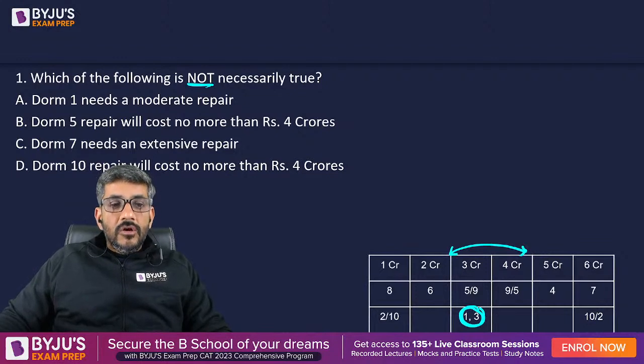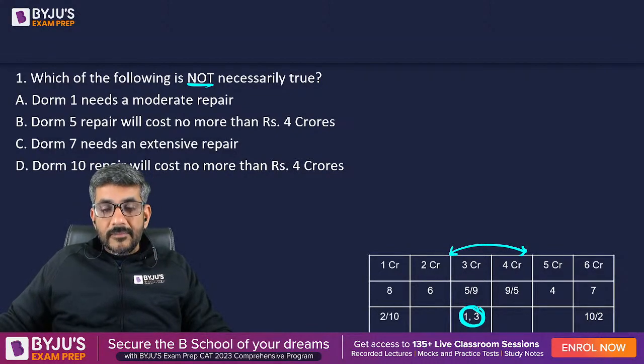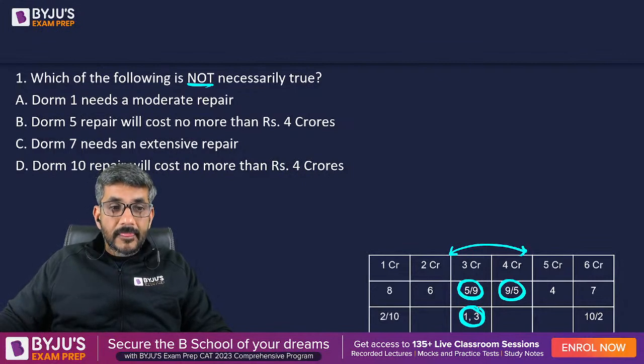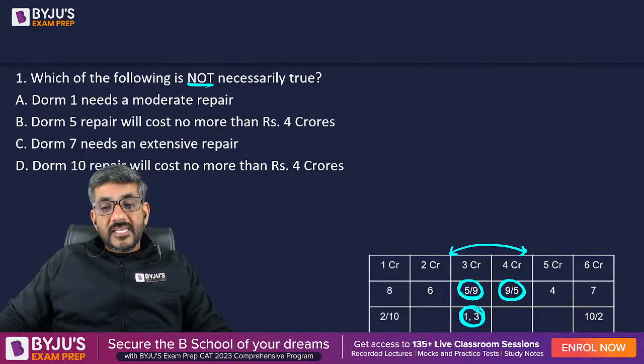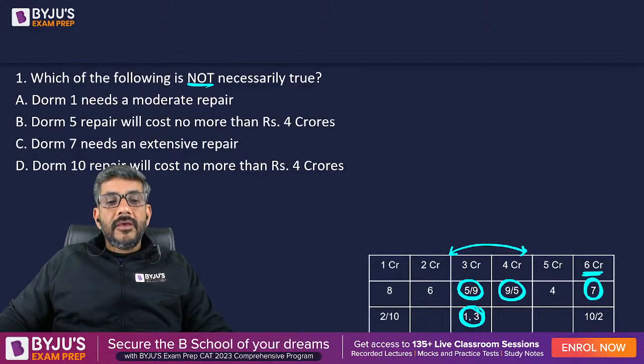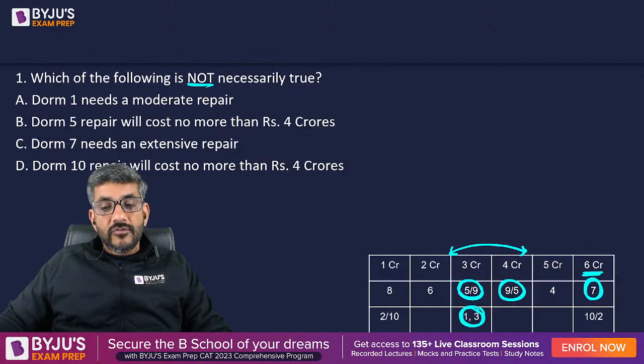Second option, DOM 5 repair cost is not more than 4 CR. That's also correct. DOM 5 cost would be either 3 CR or 4 CR. It is definitely not more than 4 CR. DOM 7 needs an extensive repair. That is also correct. DOM 7 needs a cost of 6 CR, which is an extensive repair. So DOM 10 repair cost will not be more than 4. That is wrong.